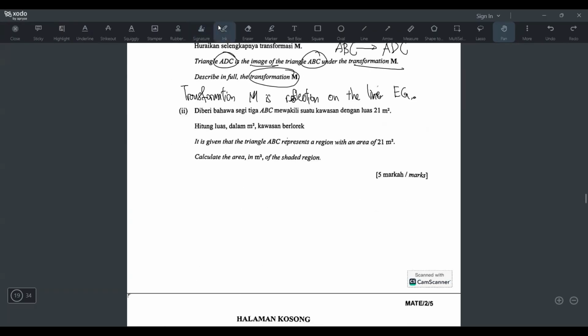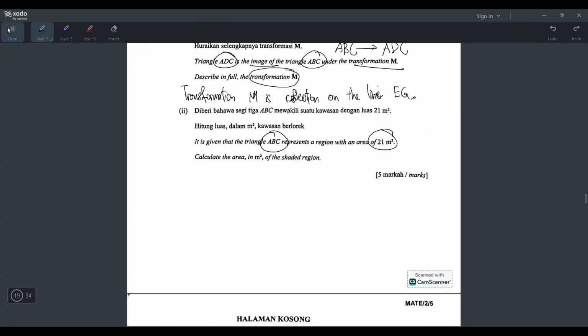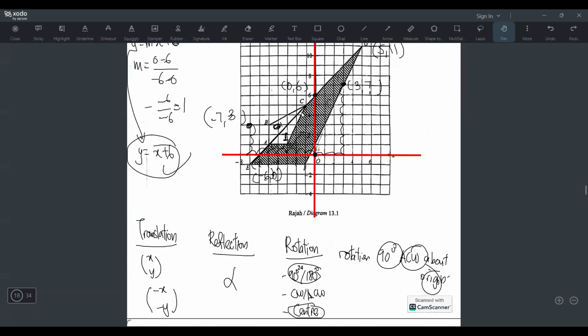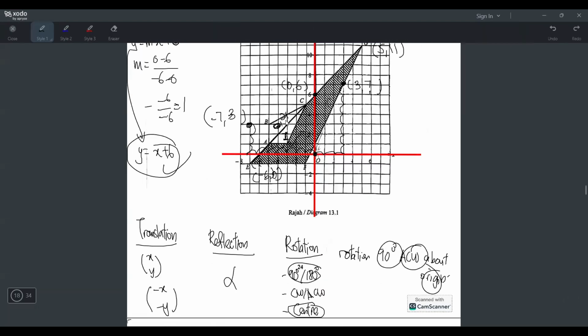Okay, let's do number 2. Number 2 says it is given that the triangle ABC represents the region of area 21 meters square. Let's go to the diagram. ABC is this one, 21. It means the object is 21. But do you know that this reflection image is also 21? Because when you reflect, the size never changes. It means the area also never changes. So they are both 21 here.